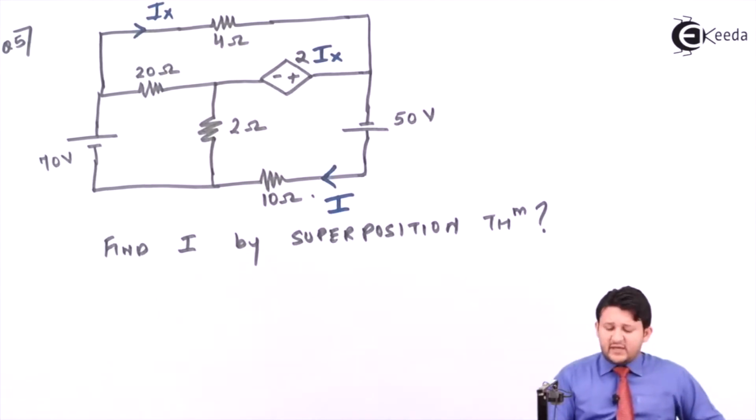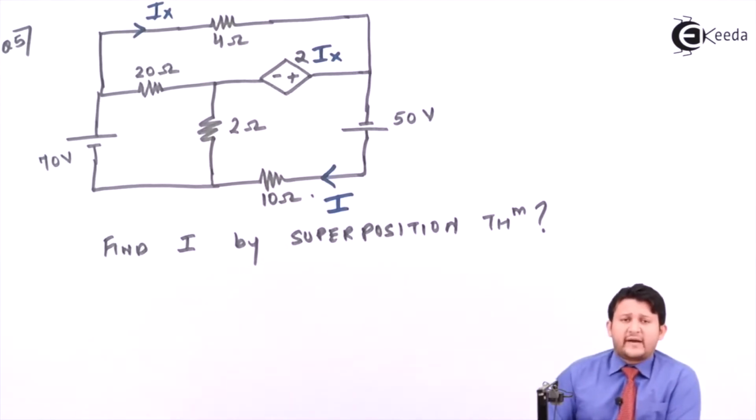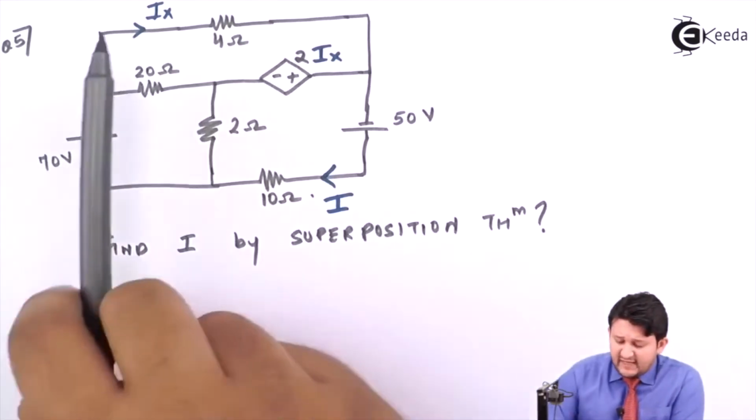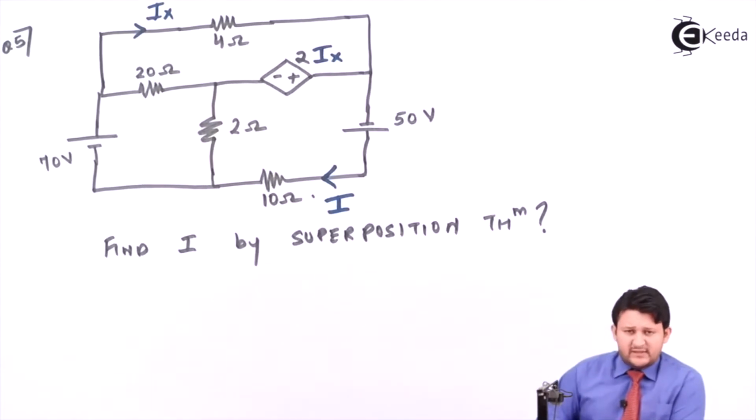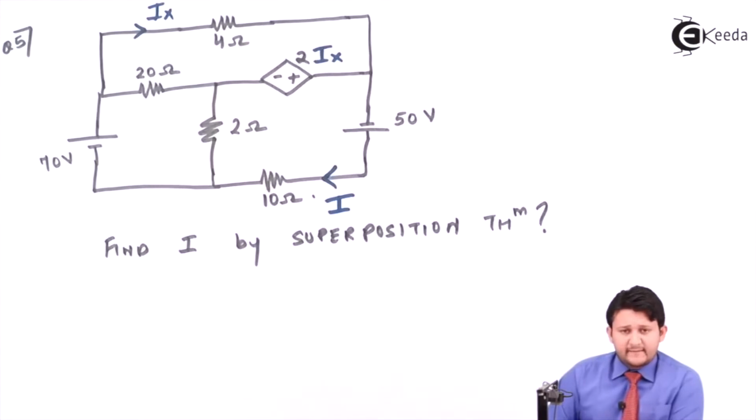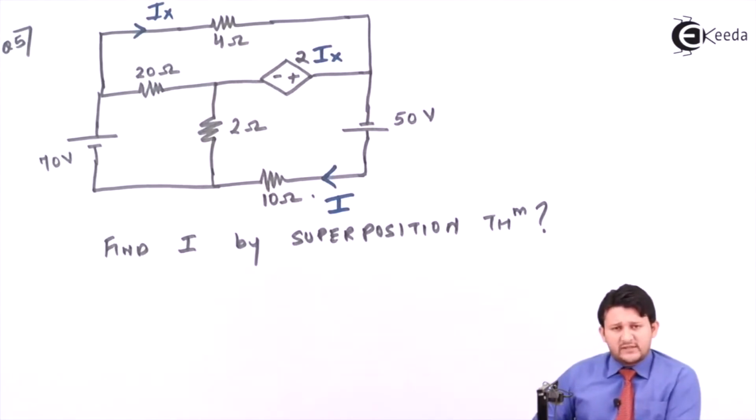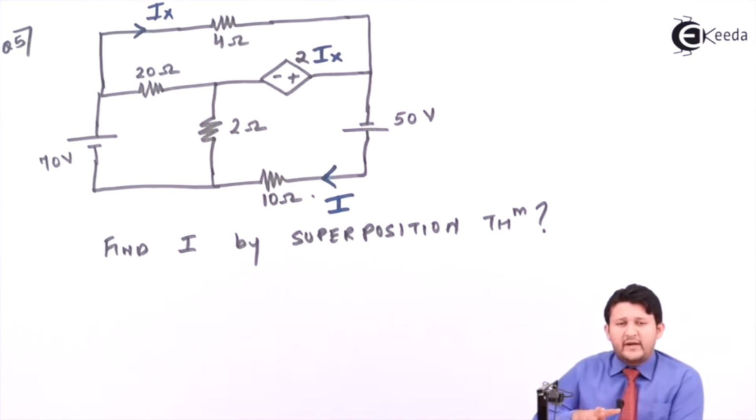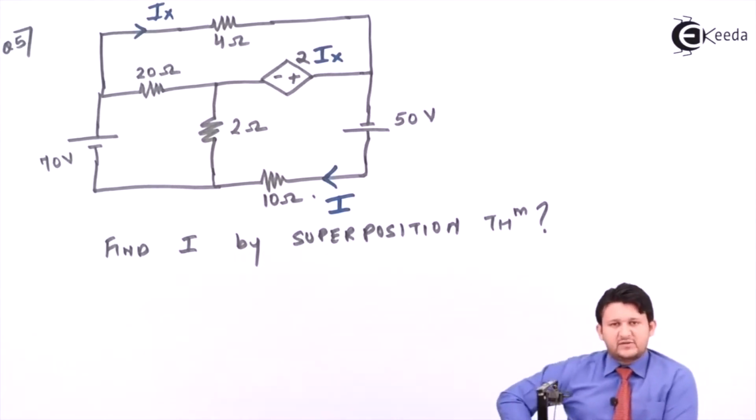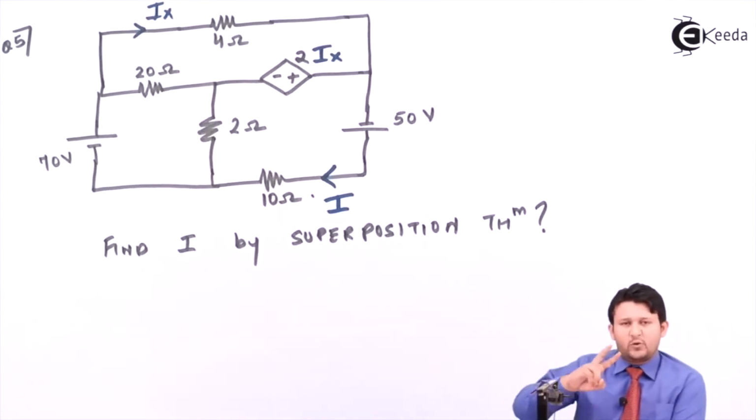So let's observe in this circuit how many dependent and how many independent voltage sources or current sources there are. If you see in this circuit, there are total three sources. One is 70 volts, one is 50 volts, one is 2 Ix. Among all three, all are voltage sources. Among three sources, there are two independent sources and one dependent source. So that gives you a clear-cut hint that you need to solve this sum by using two cases.